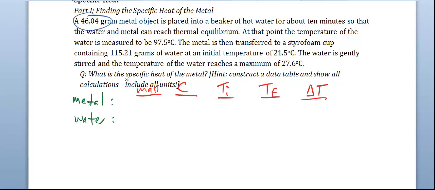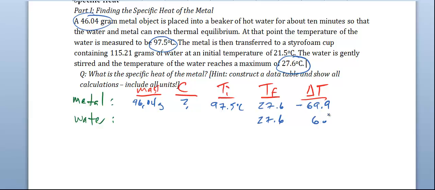The metal is 46.04 grams. Specific heat, that's what we're trying to figure out. We don't know that yet. But the initial temperature of the metal was 97.5 degrees Celsius, right? And the final temperature ended up at the same temperature as the water in the cup. So the final temperature for the metal will be the same as the final temperature for the water. The delta T for the metal will be negative 69.9. Okay, it's negative because the temperature is going down for the metal. For the water, the delta T is a positive 6.1.